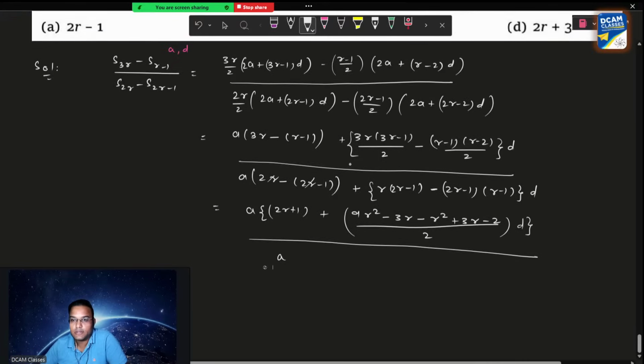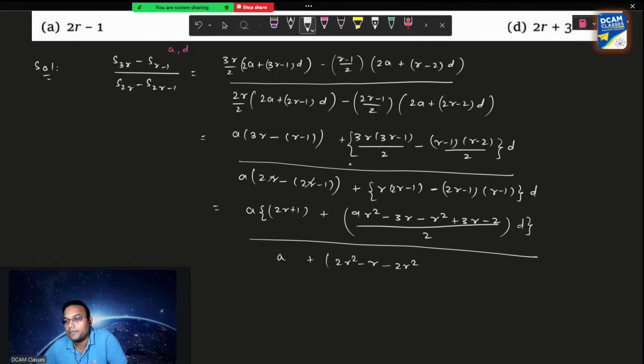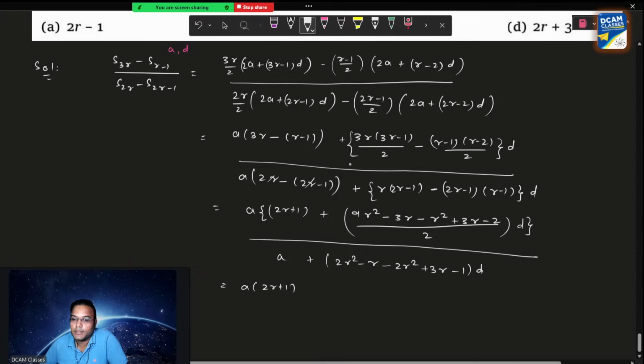Actually, I think you guys gave up. It will become 2R square minus R minus 2R square minus 2R minus R minus 3R will become plus 3R, plus 1 minus 1. It will become A into 2R plus 1 plus 8R square. This will cancel, 8R square minus 2, so it will become 4R square minus 1.